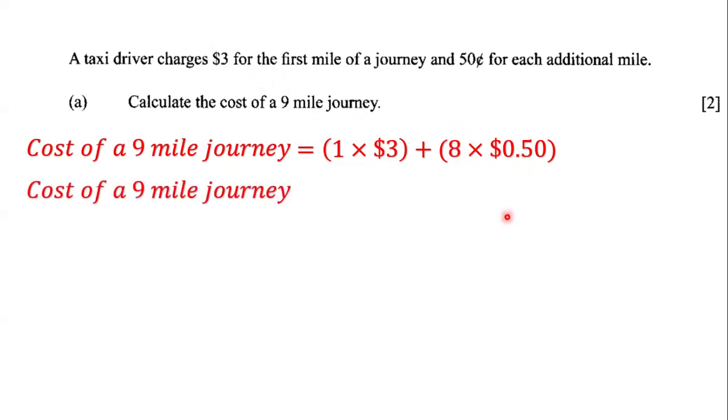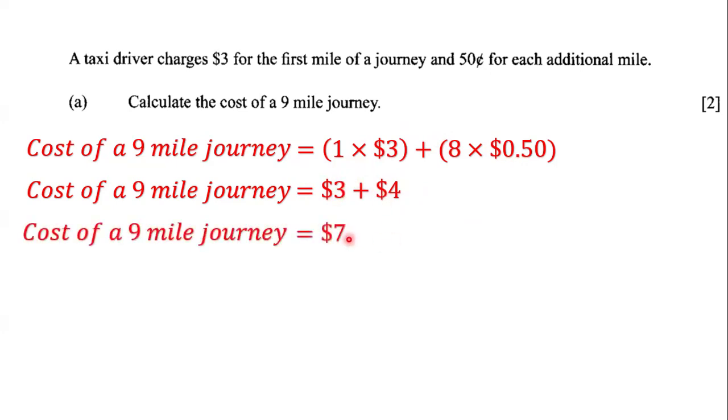And so that means that the cost for a 9-mile journey is going to be $3 for the first mile, and 8 times 0.5 is definitely $4. And so we have $3 plus $4, and that's going to give us what? That's going to give us $7. And so that means that the cost of a 9-mile journey is $7.